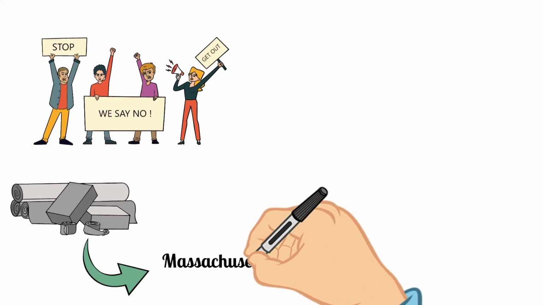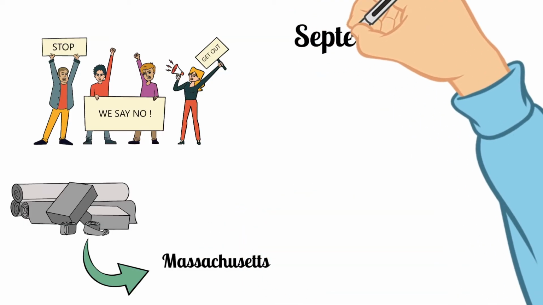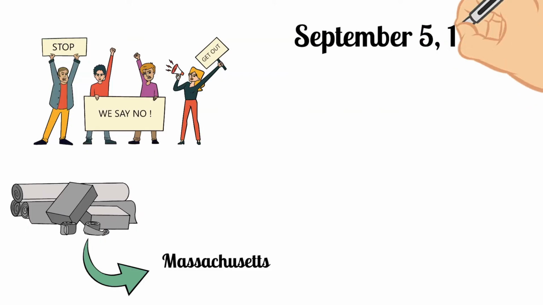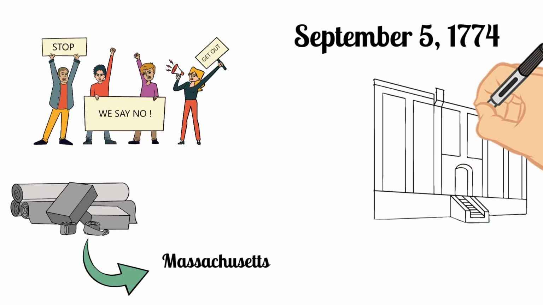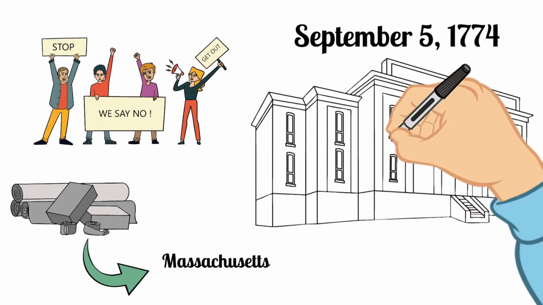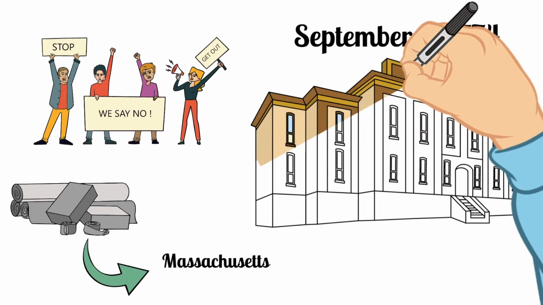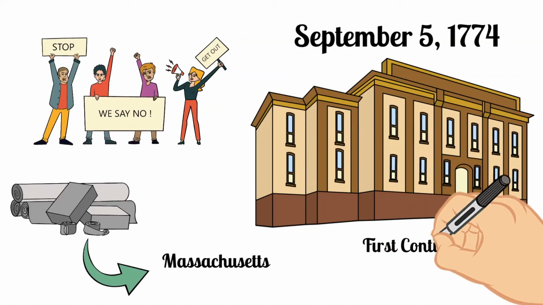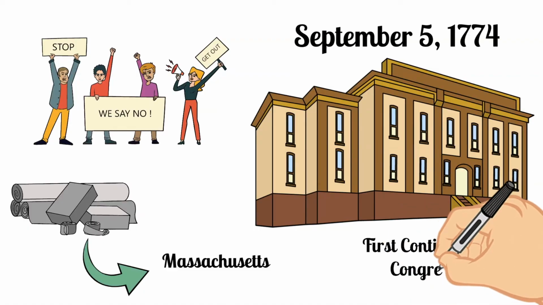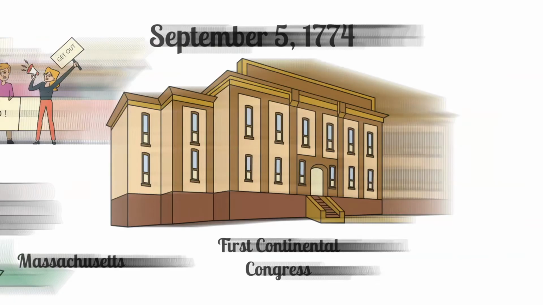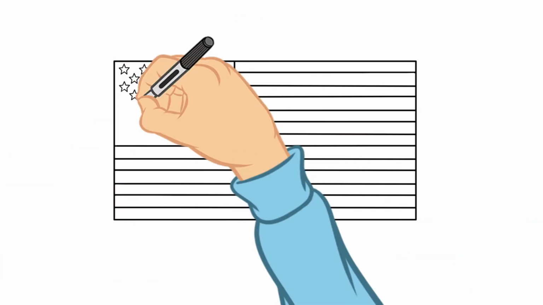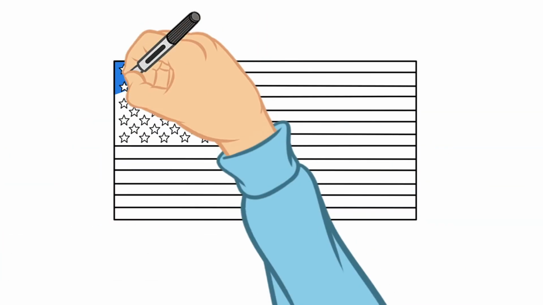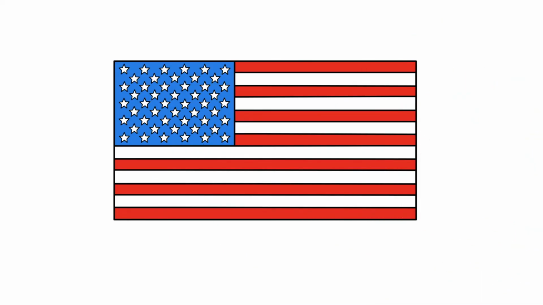On September 5th, 1774, the elected delegates from all 13 of the American colonies, except Georgia, met in Carpenter's Hall in Philadelphia for the First Continental Congress to figure out how to resist British oppression. And this was the beginning of the Revolution.